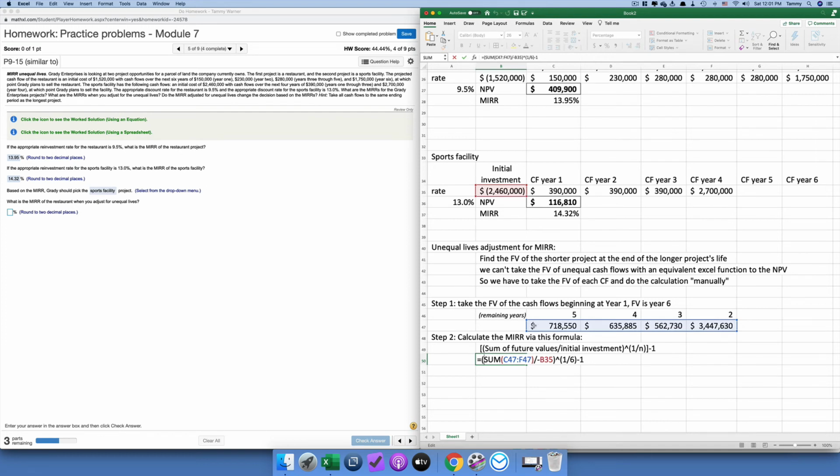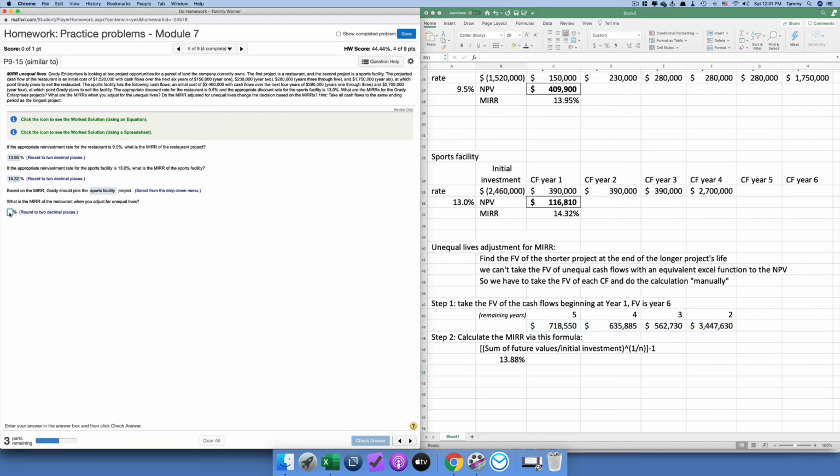Now let me just show you how that calculation actually looks in Excel. So it's the sum of these divided by the negative of the initial investment, and we put parentheses around that whole thing, to the power of, and then you put parentheses around your exponent, which is 1 over the number of years, and then you subtract 1 from that whole ordeal. And there it is, 13.88%, so we'll put that in here.